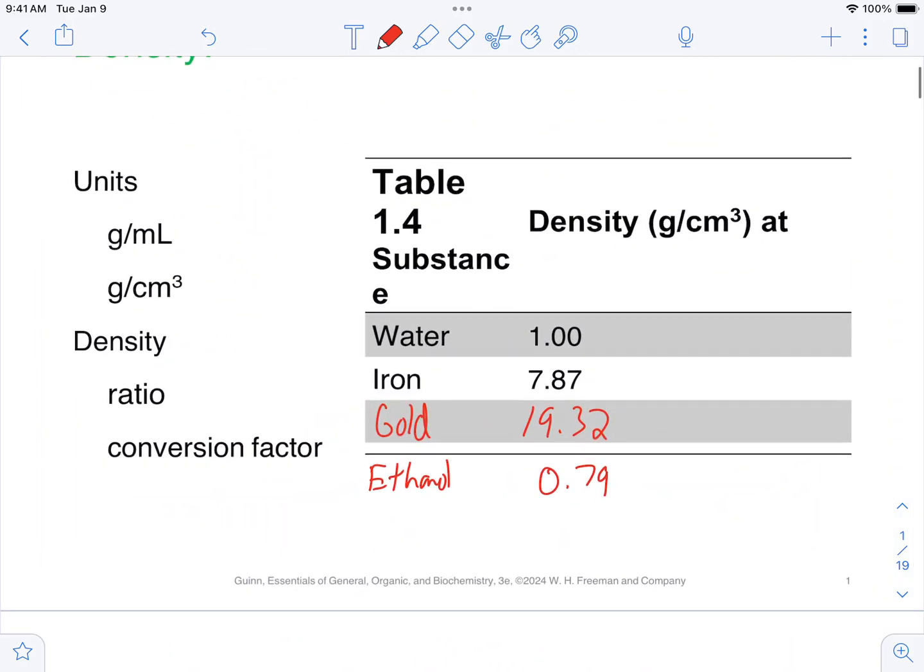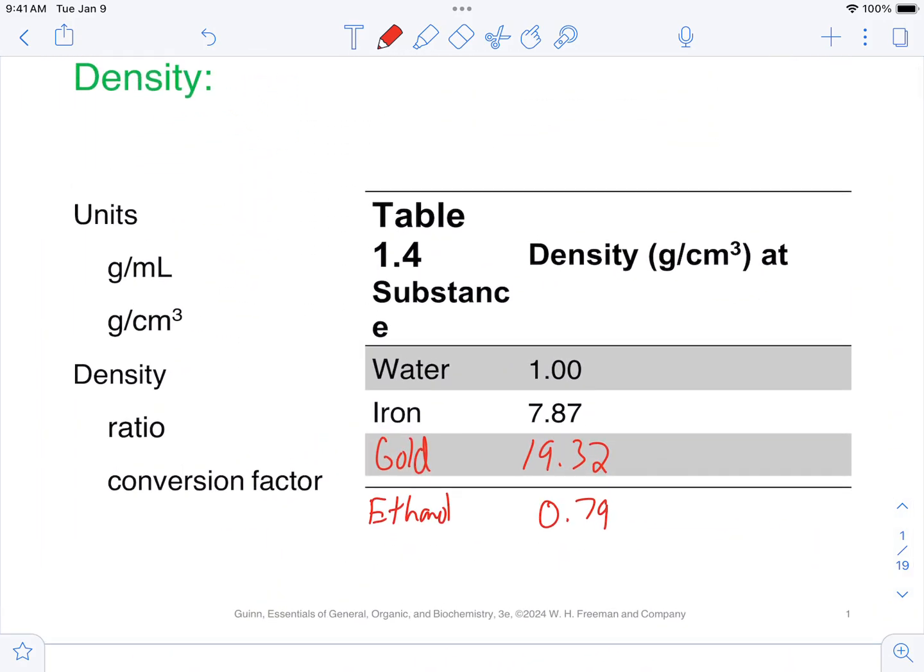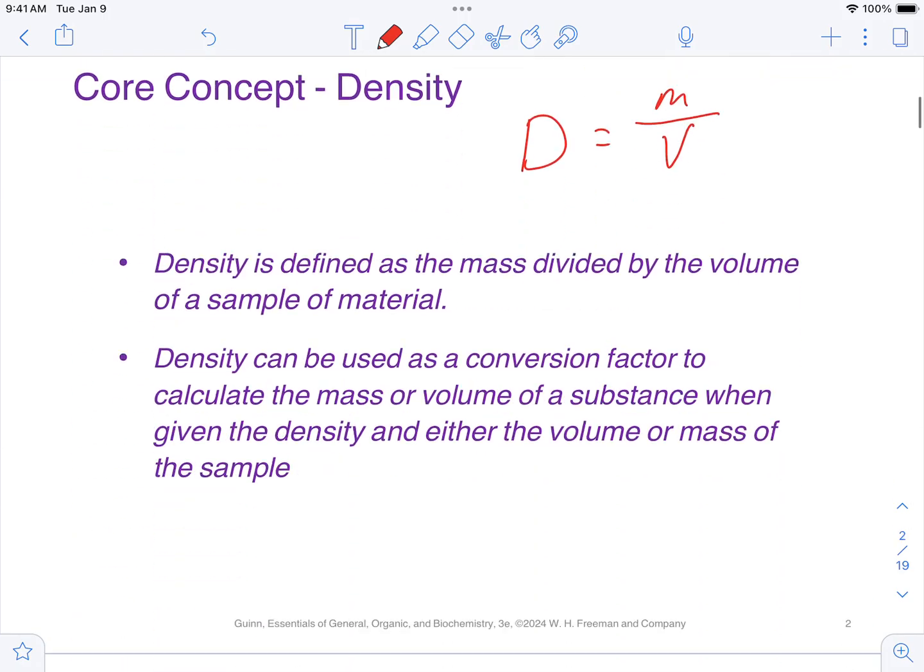Here is a table which we'll use a little bit later. Different densities of different materials. So water, which is a common one that you should know, is 1 gram per cubic centimeter or 1 gram per milliliter. And then we have just a couple others, iron, gold, and ethanol, which you do not have to memorize.